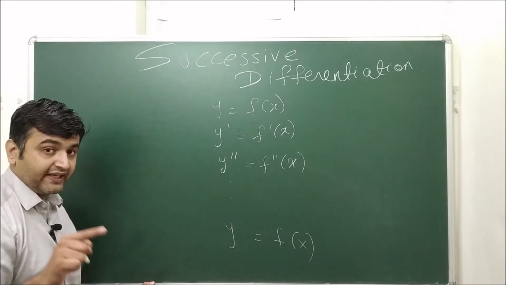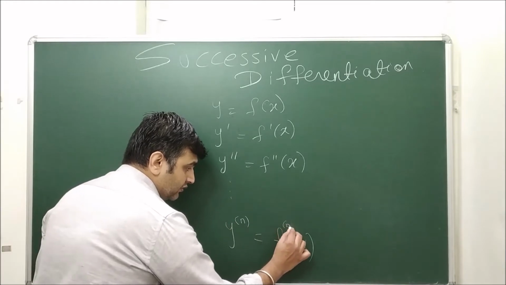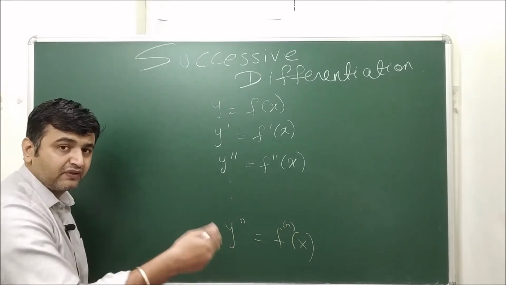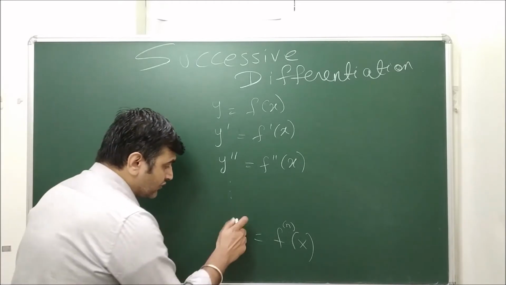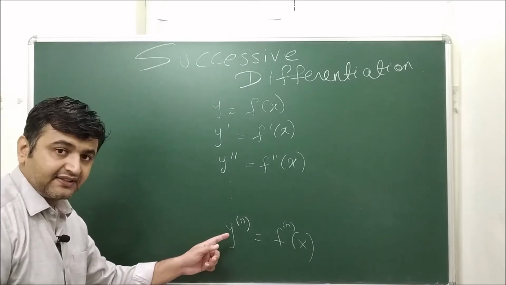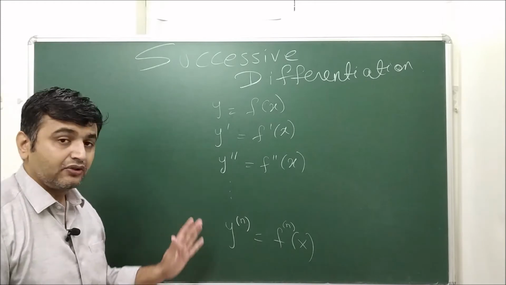How do you represent the nth derivative of a function? You write n in brackets. If you don't put brackets, that means you are taking the composition of the function n times. So just to differentiate from that notion, we put brackets so that this is nothing but the nth derivative for a given function. So these are the notations you have seen.